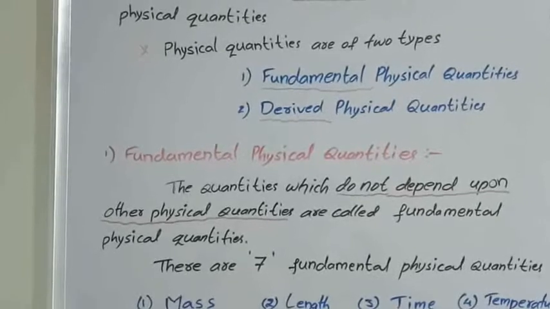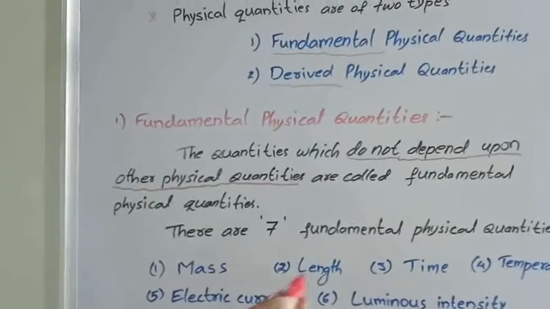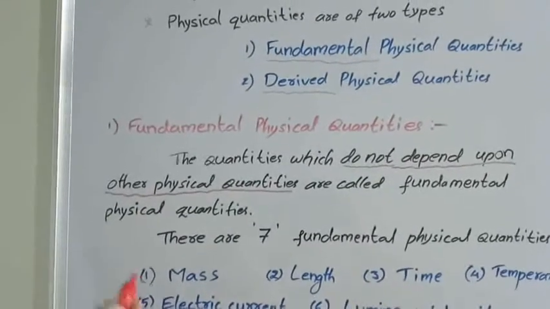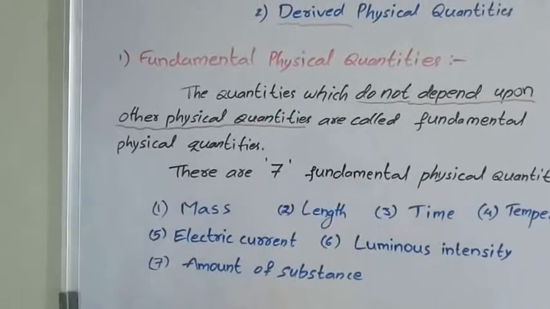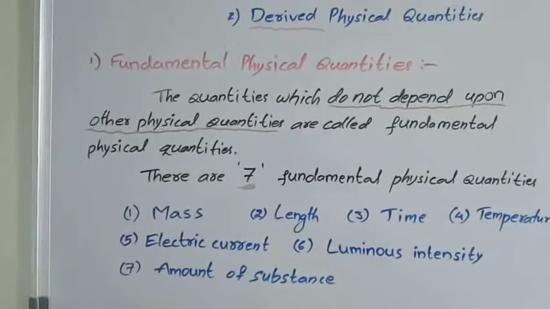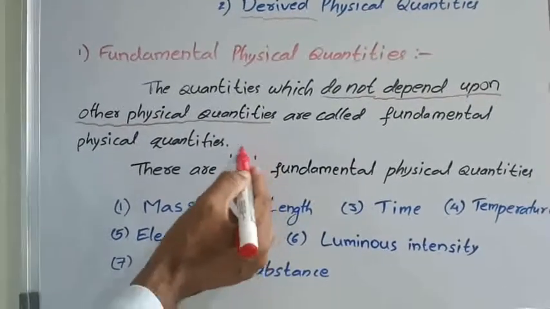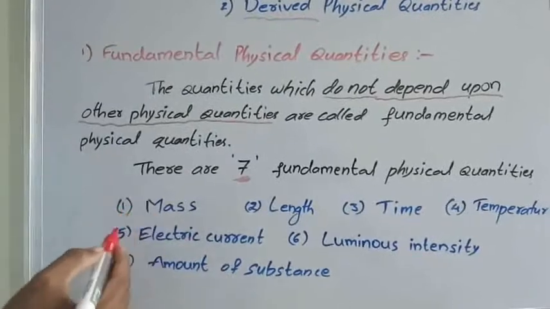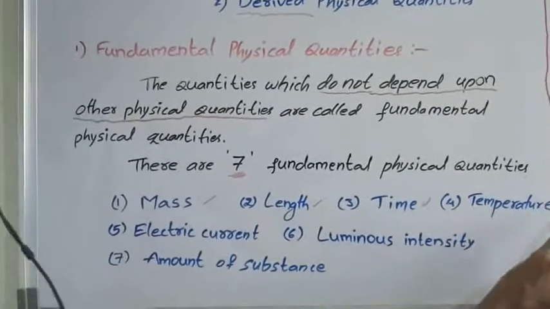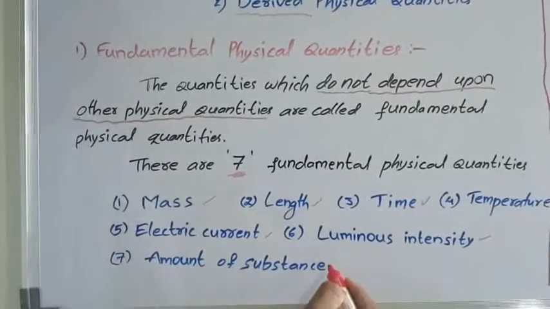Suppose we take mass. Mass is described on its own, and length also, time. So these are independent quantities. Generally we have 7 fundamental physical quantities, which are treated as fundamental quantities all over the world. So we have 7 internationally accepted fundamental units. Those fundamental physical quantities are mass, length, time, temperature, electric current, luminous intensity, amount of substance.